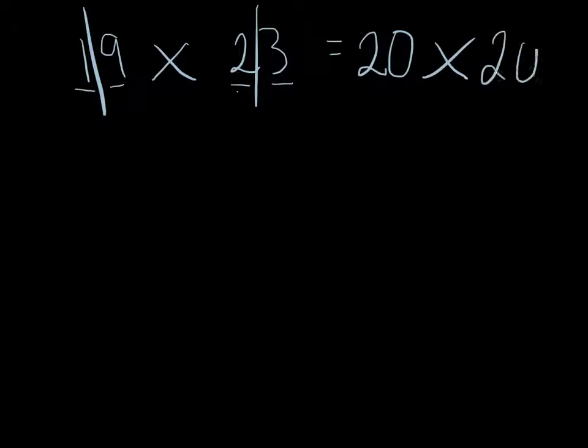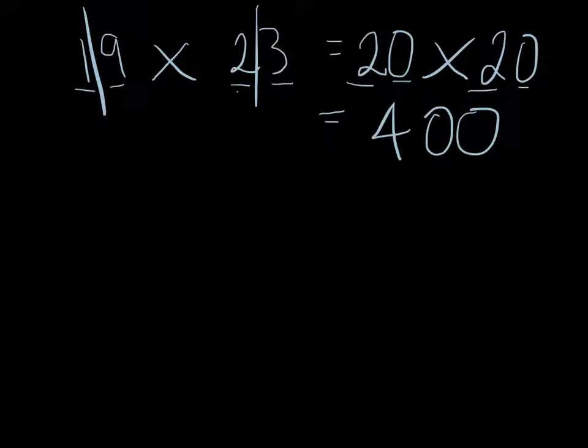20 times 20 is easy to solve. We multiply the leading digit. 2 times 2 is 4. And we add our zeros. I have 2 zeros in the equation. I have 2 zeros in my answer. So 19 times 23 can be estimated to equal roughly 400.